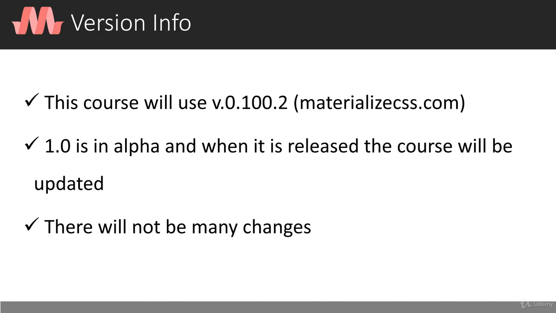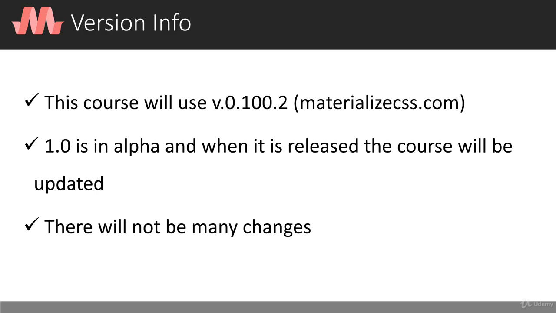All right, so let's talk a little bit about versions. This can be a complicated issue with any course. We as instructors have to always be aware of updates and breaking changes. So in this course, we're going to be using the version of Materialize that's available at the official site, materializecss.com, which is right now version 0.100.2.